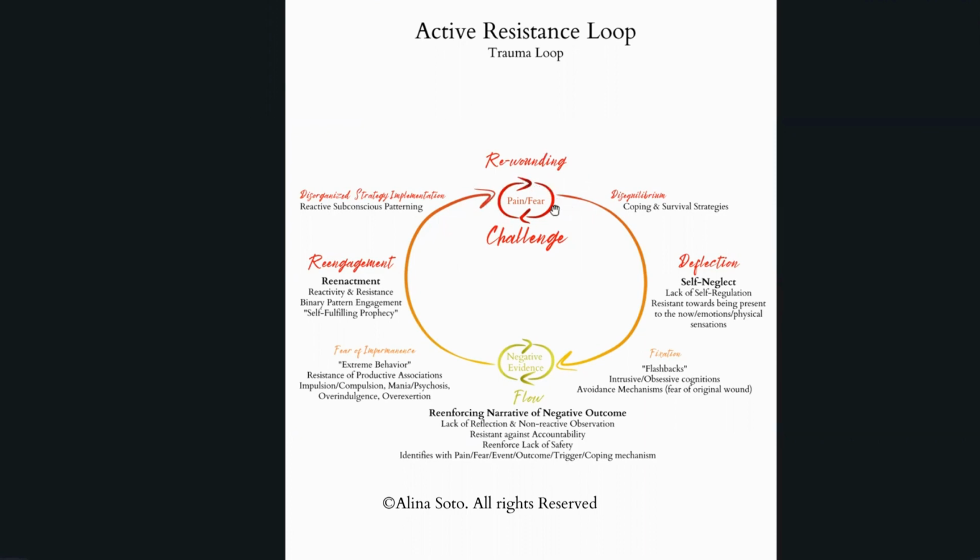I'm going to rewound. I'm just going to cause more pain and fear, and unfortunately give myself more negative evidence of the fact that no matter what I do, everything goes to shit, right? And so this right here, this is the trauma loop, or the active resistance loop.